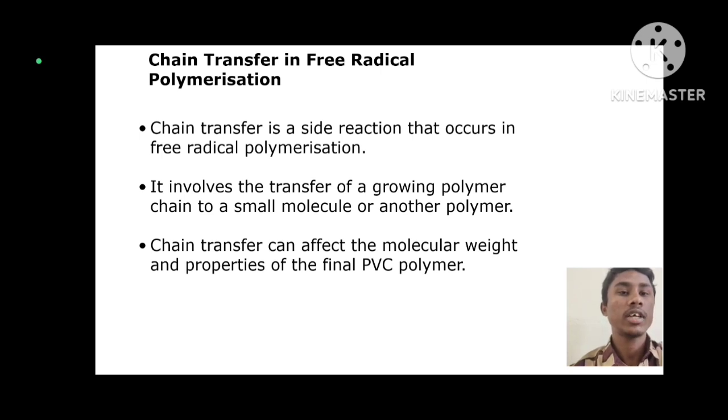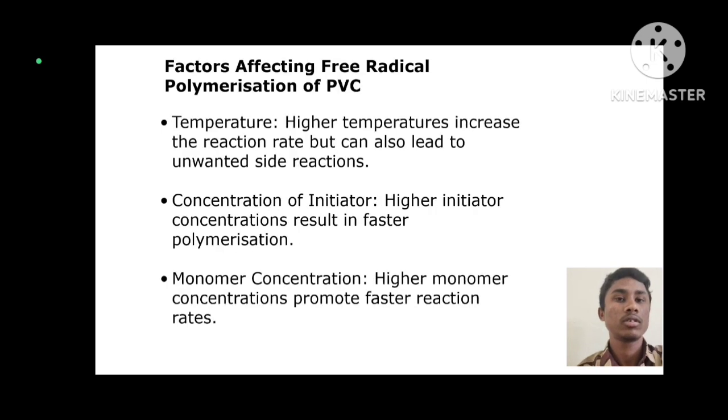Chain transfer in free radical polymerization. Chain transfer is a side reaction that occurs in free radical polymerization. It involves the transfer of the growing polymer chain to a small molecule or another molecule. Chain transfer can affect the molecular weight and the properties of the final PVC polymer.